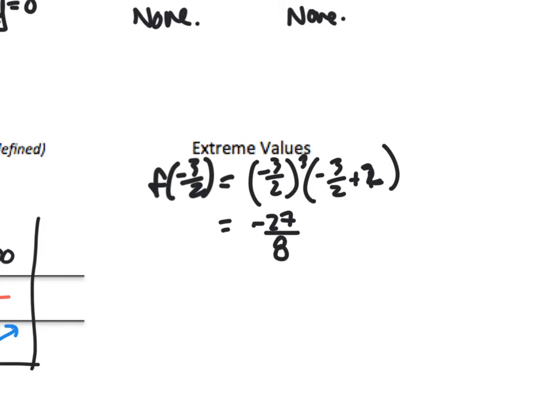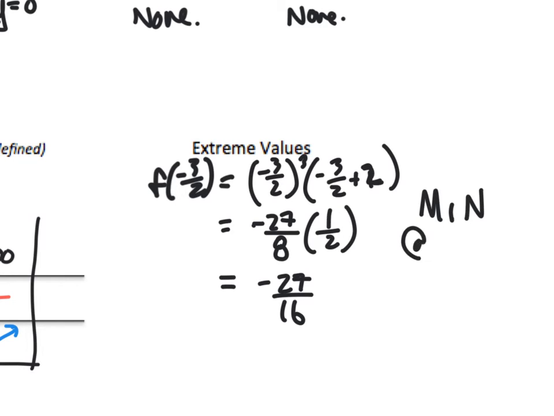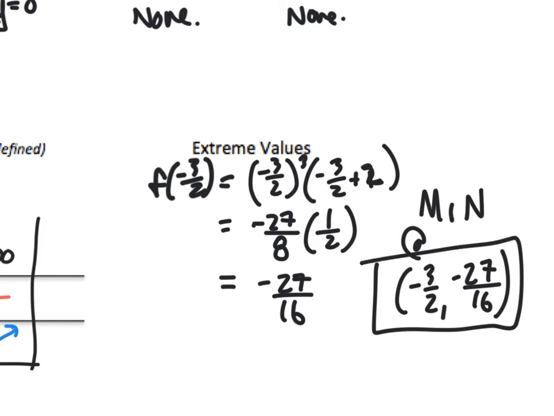This is going to give me -27/8 times +1/2, okay? So this is actually going to give me the value -27/16. Okay, so I have a minimum at the point -3/2, -27/16. Okay, so nothing too crazy.